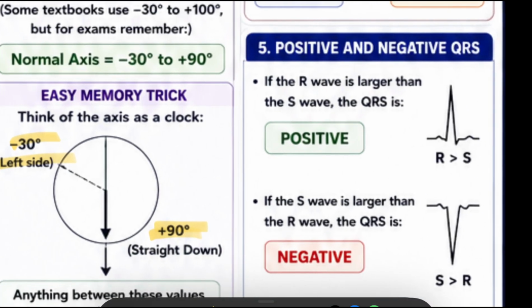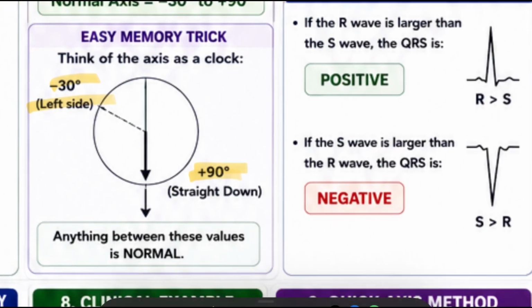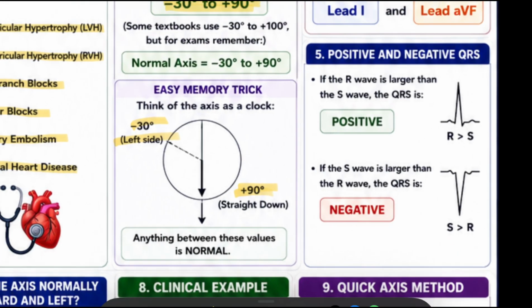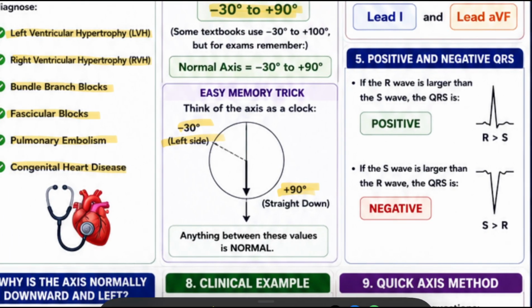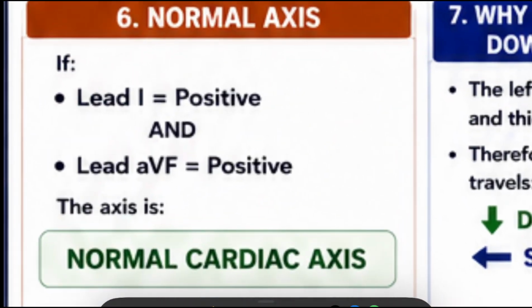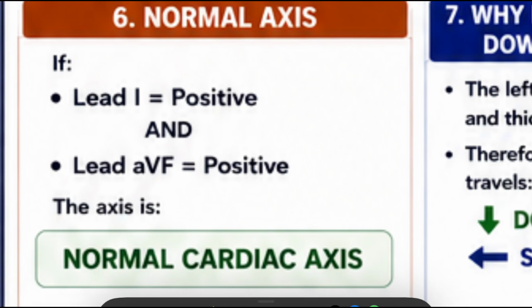Okay, so which leads help to determine the axis deviation? The two most important leads for checking axis deviation are lead 1 and lead AVF. Okay, so the two most important leads are lead 1, which will be positive, and lead AVF, which is positive. Okay, so these two leads are enough to determine the axis quickly.